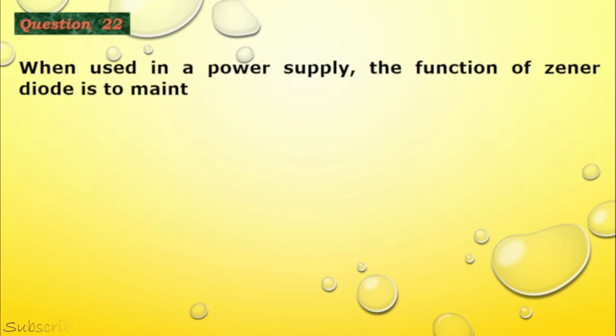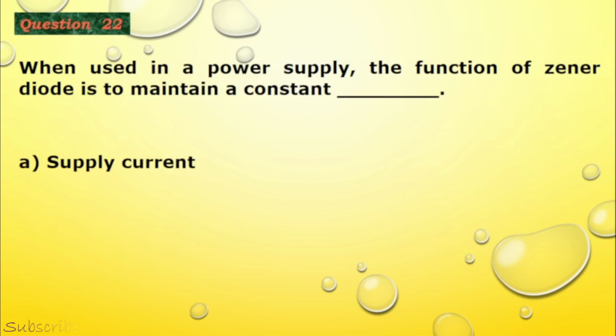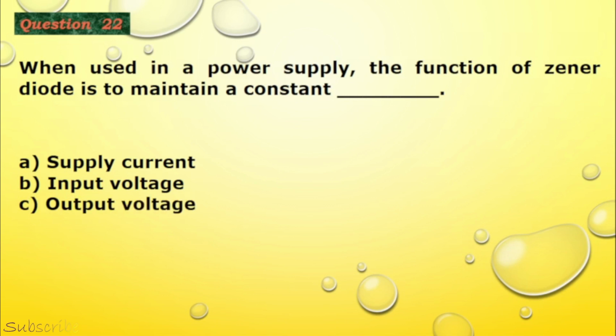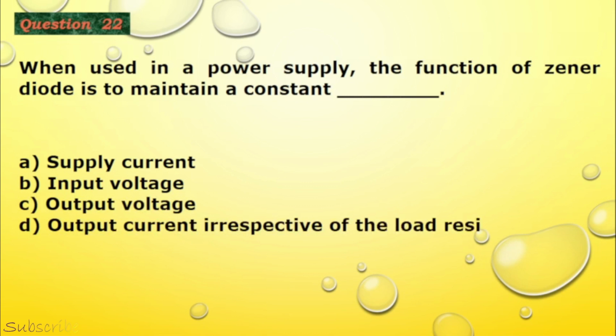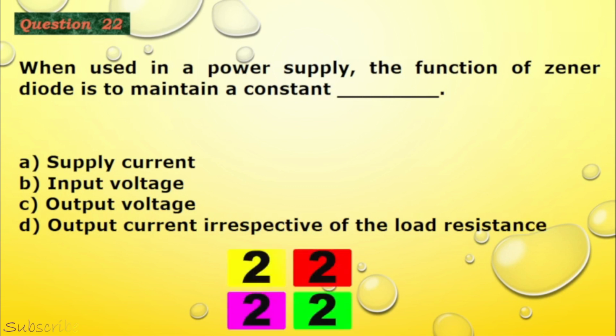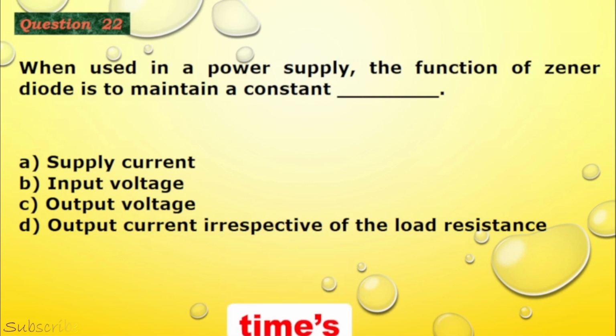Question number 22. When used in a power supply, the function of Zener diode is to maintain a constant, blank. A. Supply current. B. Input voltage. C. Output voltage. D. Output current irrespective of the load resistance. The correct answer is letter C, output voltage.